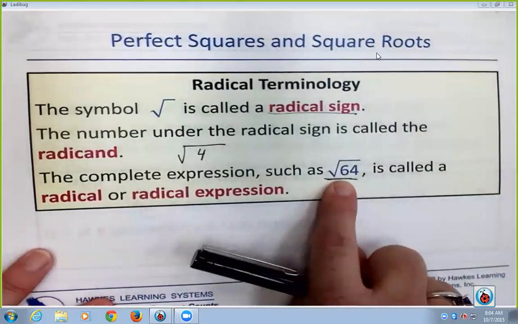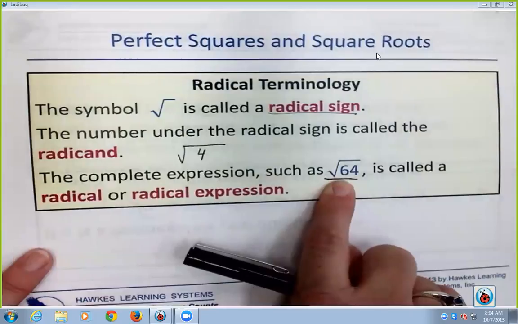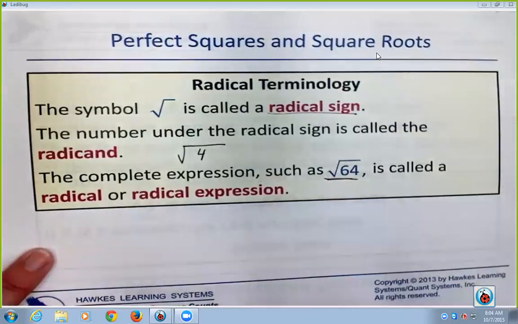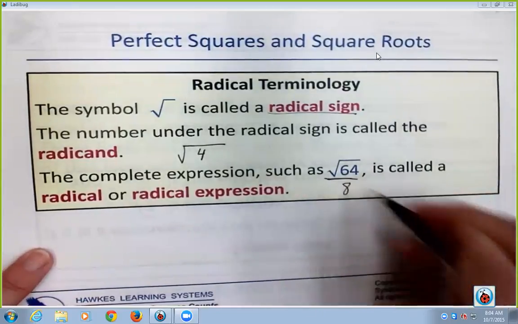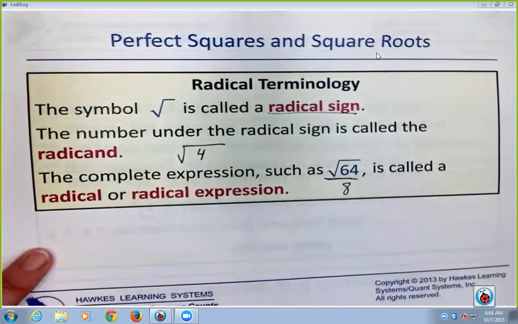Now, if you guys probably looked at this, what would be our number? So what would be the square root of 64? Anybody know? Pardon? 8. Yeah, it's 8, because 8 times 8 gives me 64, and so that would end up being my solution to this one.